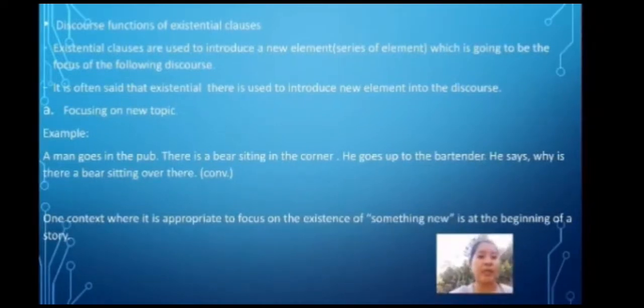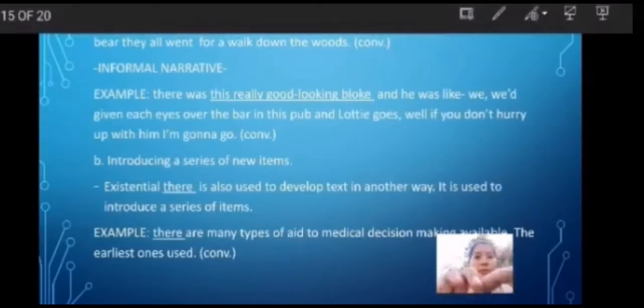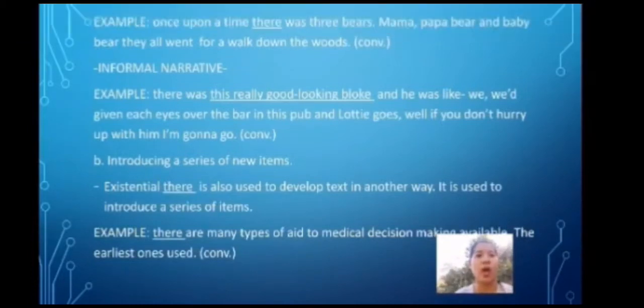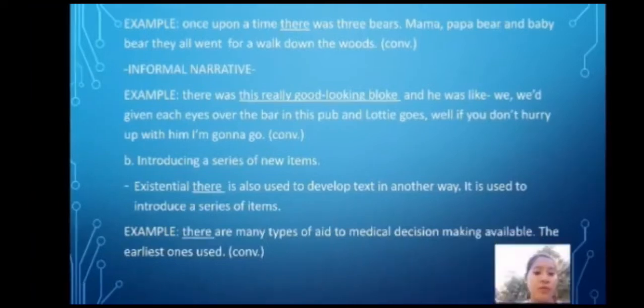Another example is that one context where it is appropriate to focus on the existence of something new is at the beginning of a story. Example: once upon a time, there were three bears: Mama Bear, Papa Bear, and Baby Bear. They all went for a walk down the woods.